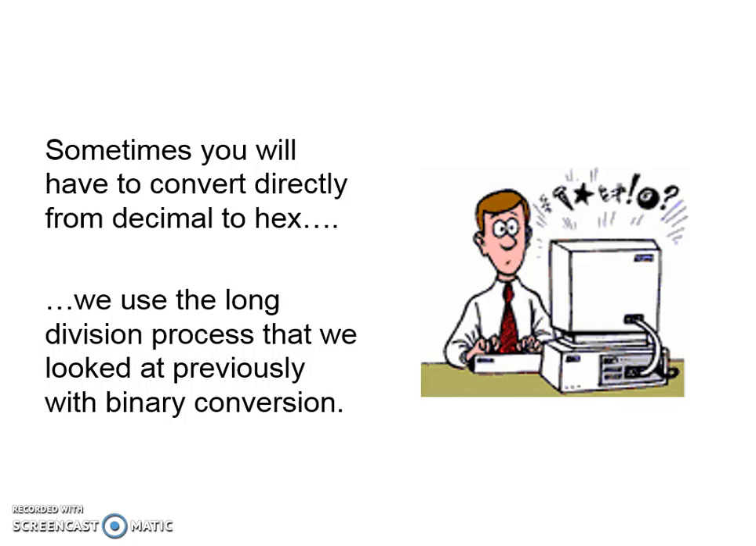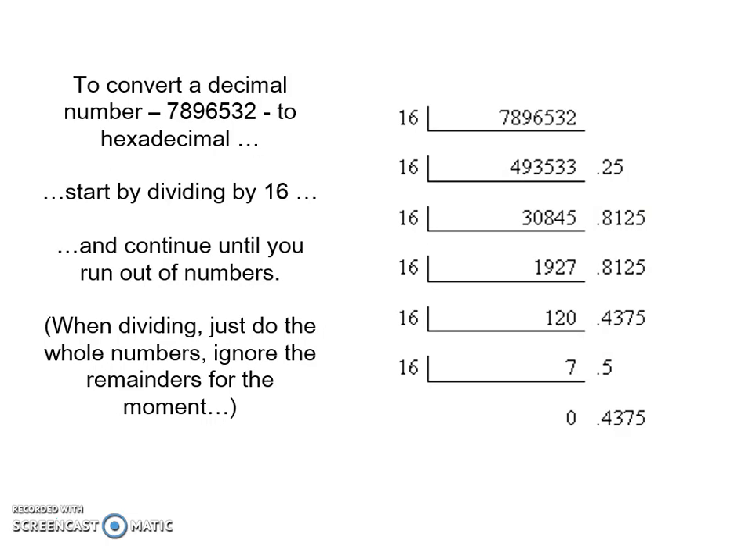Sometimes you're going to convert from decimal to hexadecimal. We can use the long division process that we used doing binary. So we can make up a table like we did previously, works very well, and start by comparing the numbers, creating a remainder, and moving onward. But you can see that this is a much more complicated process than converting to and from binary.